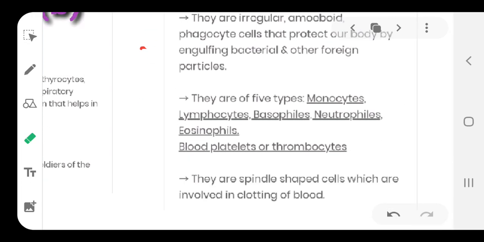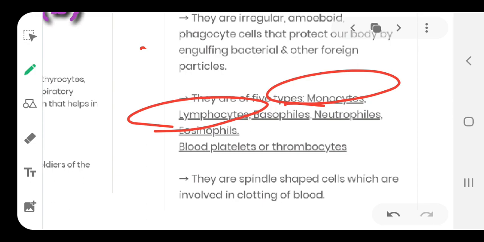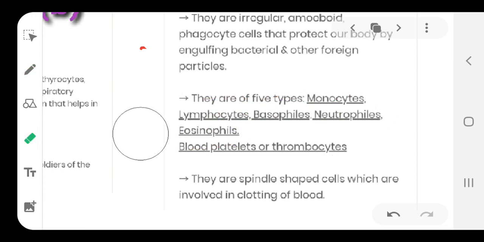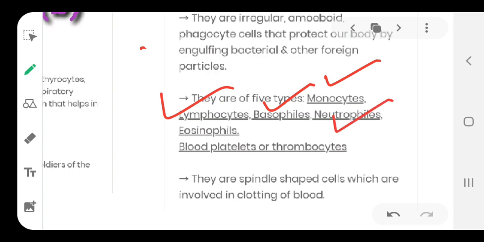Then there are various types of these, which I told you to draw from the textbook diagram. The types are monocytes, lymphocytes, basophils, neutrophils, and eosinophils. These names are mentioned there, and you can check them for your reference.